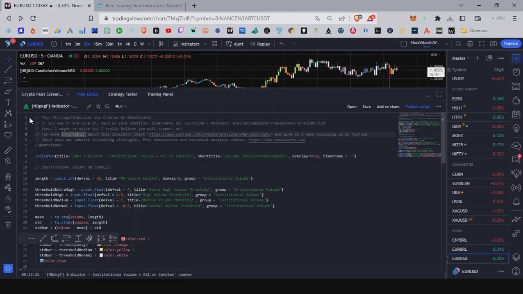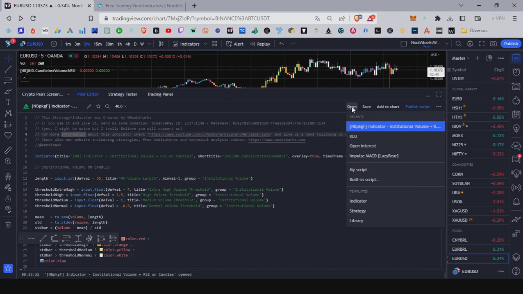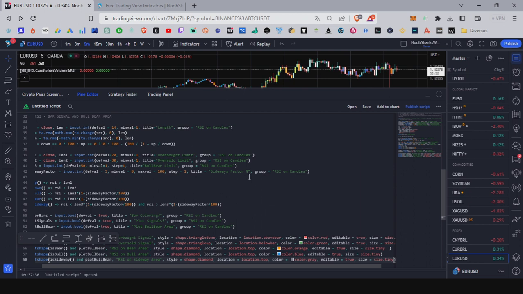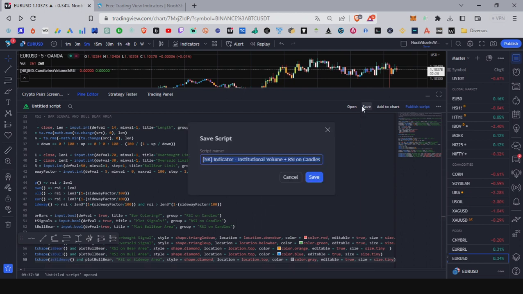And then you come here. No matter what's written here, you just come here, open the indicator, and everything gets cleaned here. Delete all of this stuff and then you paste it. And finally you save it, so you can have it for you forever.